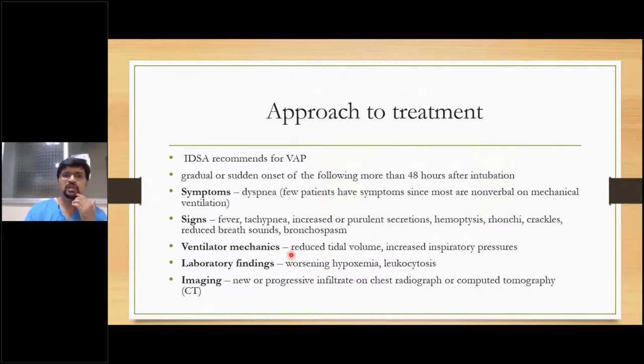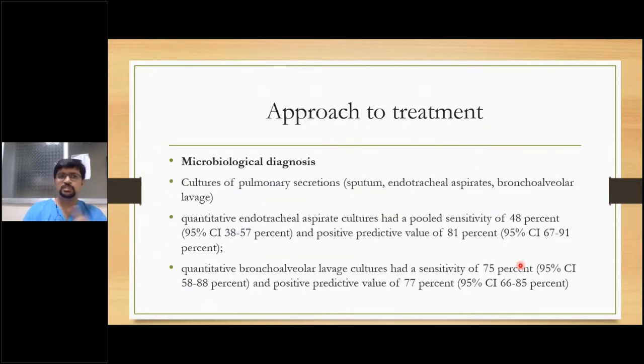Ventilator mechanics suggests that there is a reduced tidal volume or increased inspiratory pressure requirements, increased inspiratory pressure readings. Laboratory findings are worsening hypoxemia and increase in the total count of leukocytes. And imaging is you do a chest X-ray or a computerized tomography in order to find out that there are new onset infiltrates in the chest X-ray or the CT, which might be suggesting ventilator pneumonia. And third important aspect is these are all clinical related things.